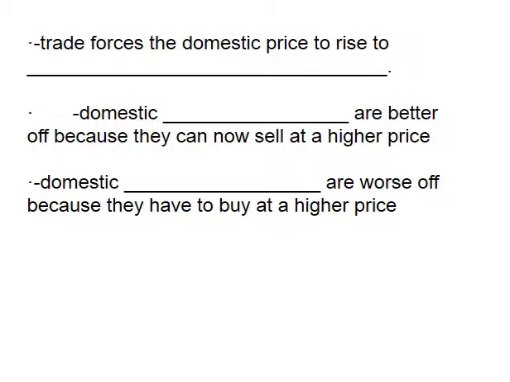So trade forces the domestic price to rise to the world price. Domestic producers are better off because they can now sell at a higher price. But who's now worse off? Domestic consumers are worse off because now they have to buy at a higher price.